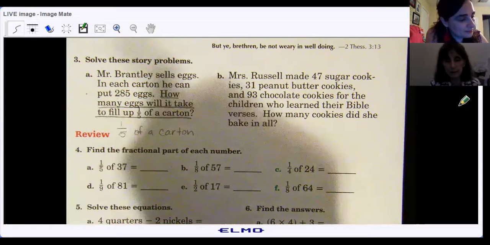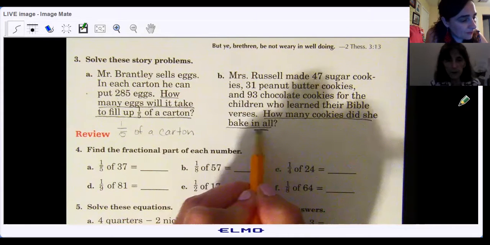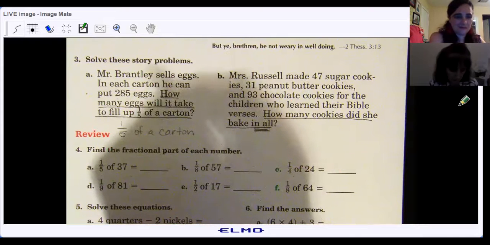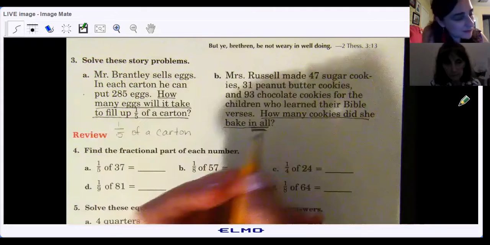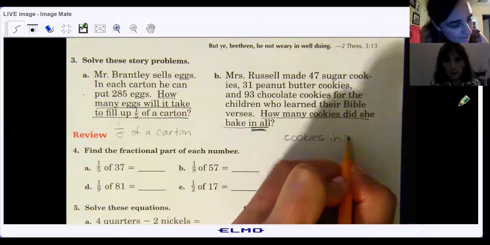All right, underline your question. How many cookies did she bake in all? In all tells you to do what? Add, all right? And your answer is going to be what? Cookies in all. All right, now you're going to find the fractional part of each number.